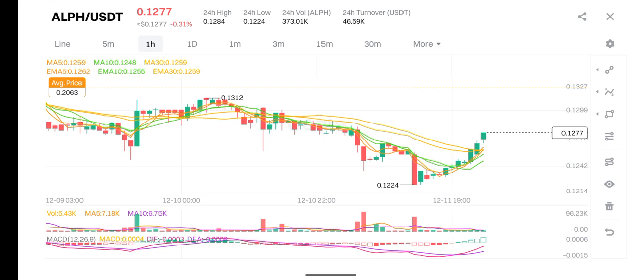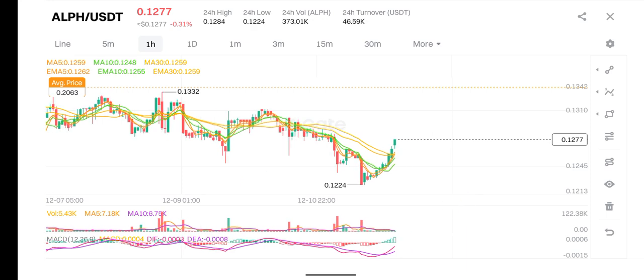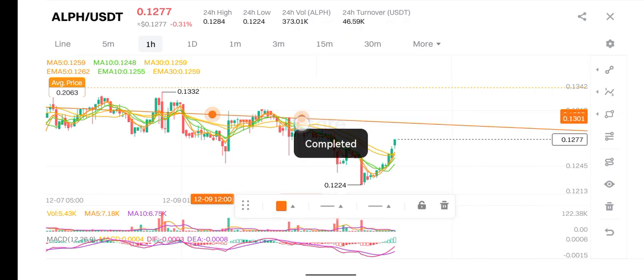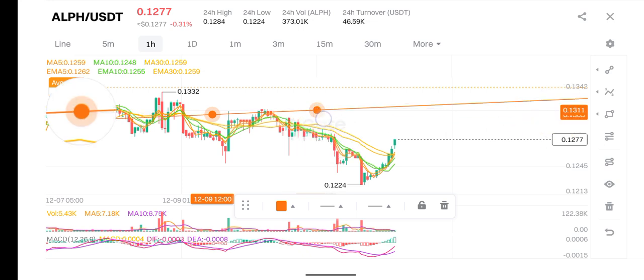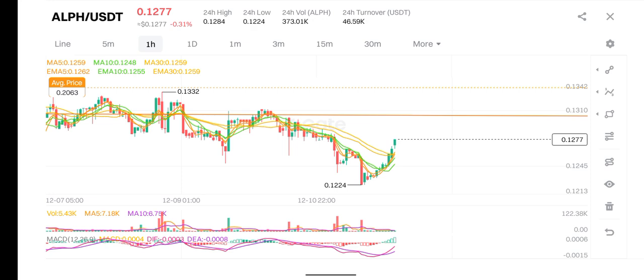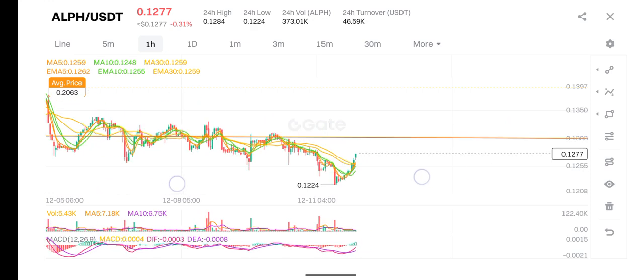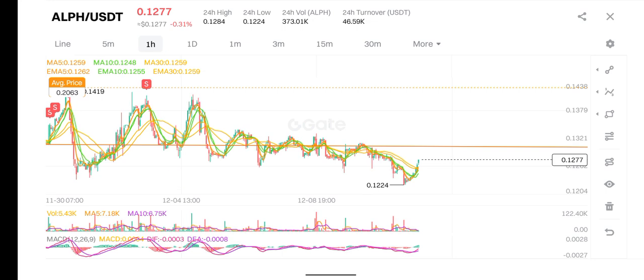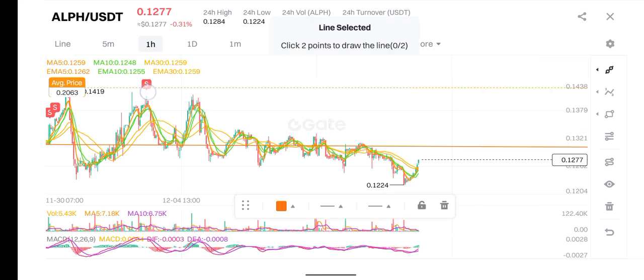$0.1277 per token. We can see the resistance that has been built here, a very critical resistance zone. Let's draw this line so you can see what I'm talking about. We have a very strong resistance here at 0.1305, so the market is going to come back to test that resistance point, and once it breaks it, it will rally to a new resistance point, which is going to be around, let me see if I can draw that line here.